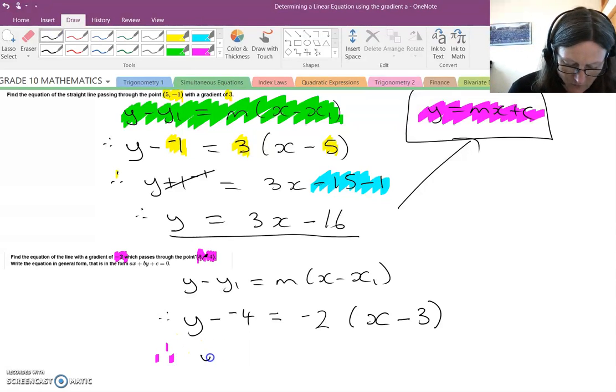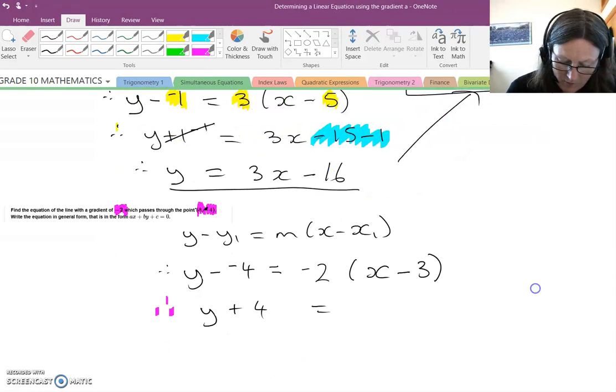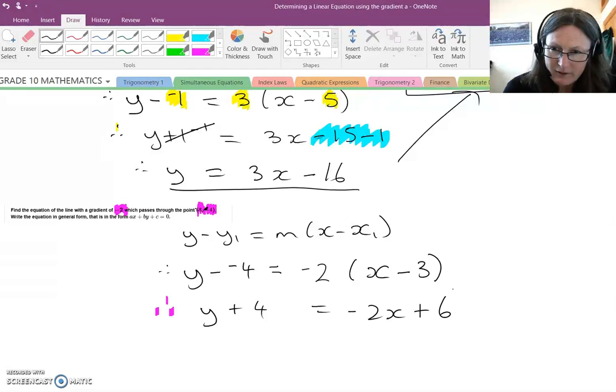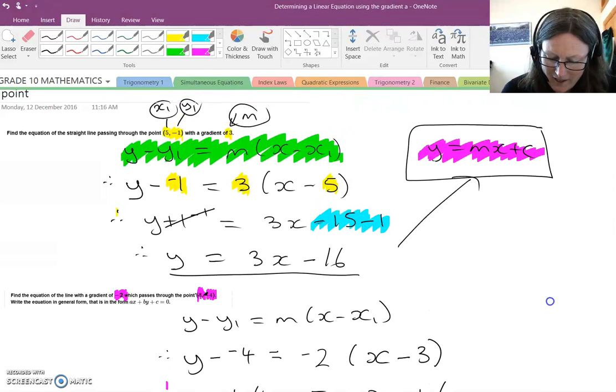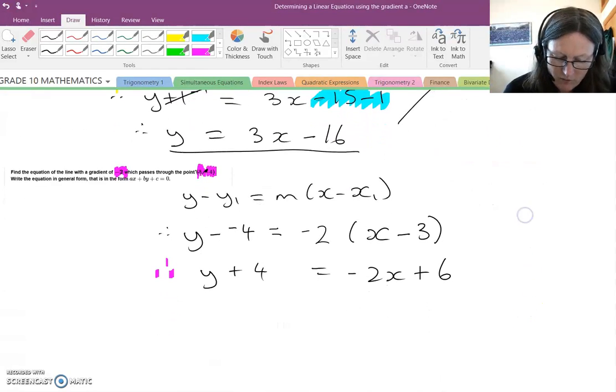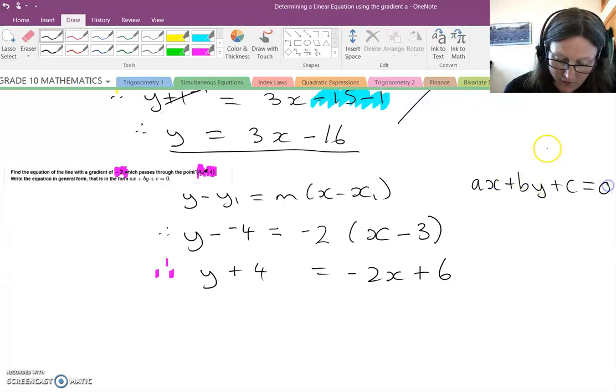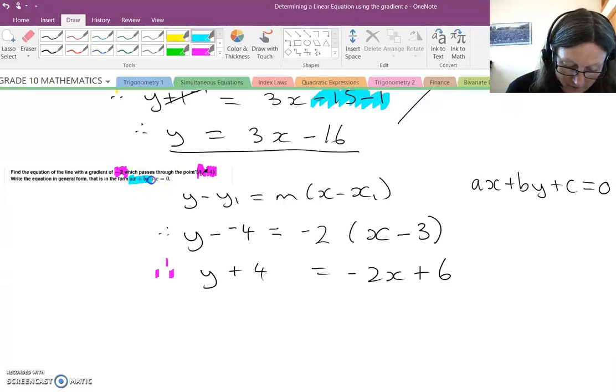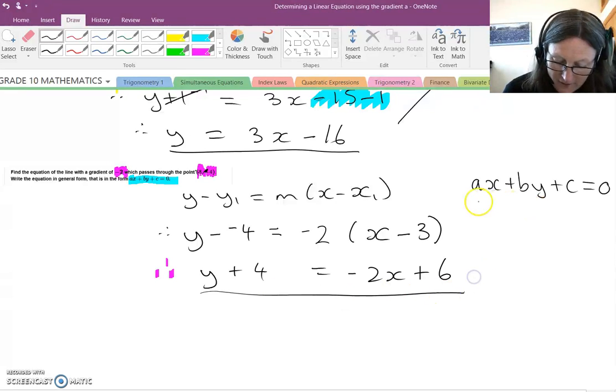Now, y subtract -4 is y plus 4, and let's expand our brackets, -2x plus 6. Then, let's just look at the question. We're not actually asked to write it in this form here. We are asked to write the equation in the general form, and the general form is ax plus by plus c is equal to 0. We are told that over here. There's the general form. So we need to rearrange this into this form.